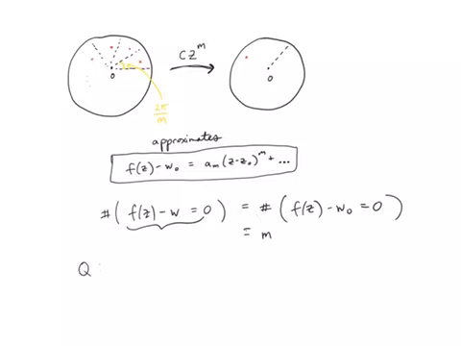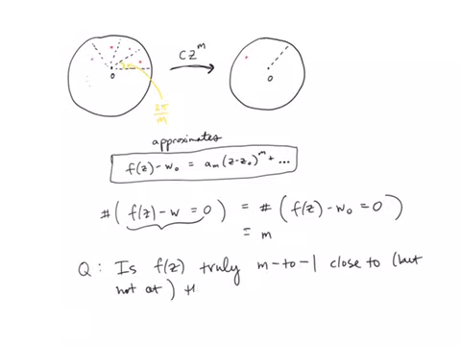So the basic question is: is f of z truly m to 1 close to, but not at, the point z naught?